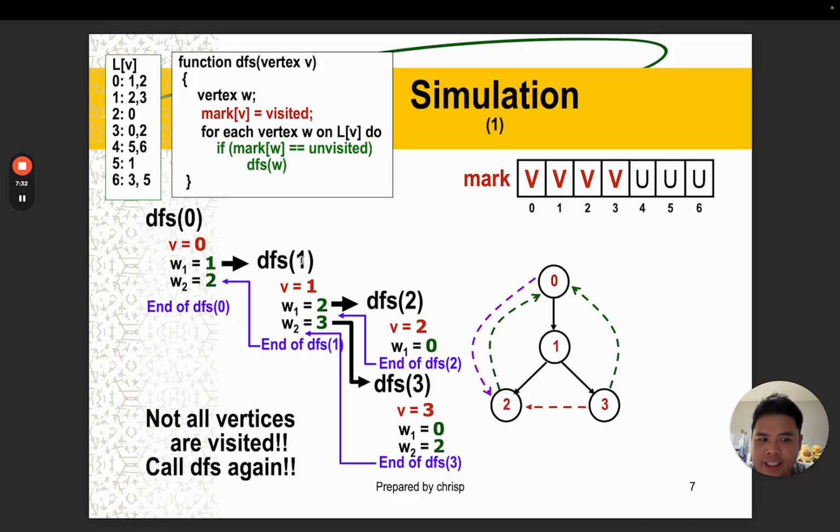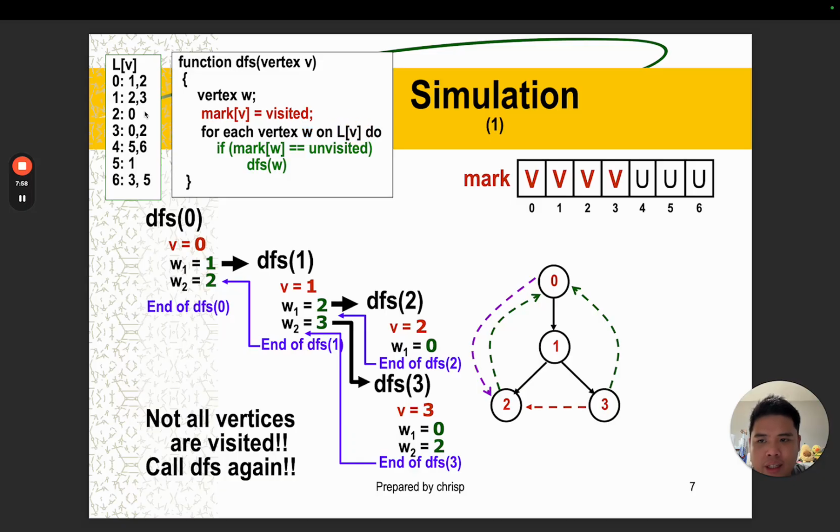So it's recursive because we're calling DFS 1. We haven't dealt with 2 yet, okay? We're only talking about 1. So we're visiting 1, and we set 1 to visited. So mark at 1 becomes visited. Now V becomes 1. And then we're going to check all of the vertices on L at V.